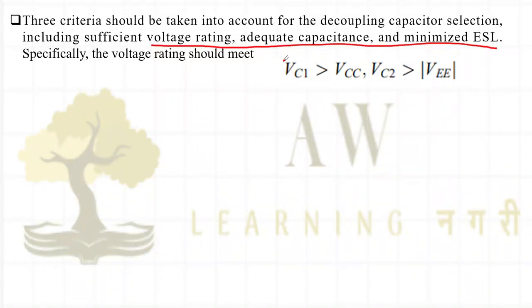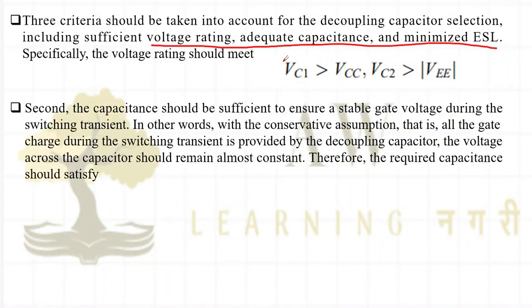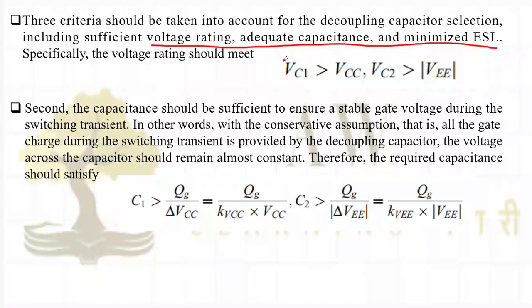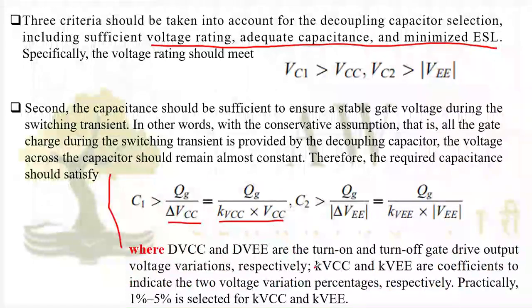Now how to calculate these capacitances? The capacitance is calculated using a formula. For C1, that is Qg upon delta VCC, where delta VCC I will write as K_VCC into VCC. K_VCC and K_VEE are the coefficients indicating the two voltage variation percentages. These are generally selected as 1% to 5%. You can consider 1%, 2%. In the problem which we are going to solve, I will tell you how to select all these things. Okay, so this is how we calculate.